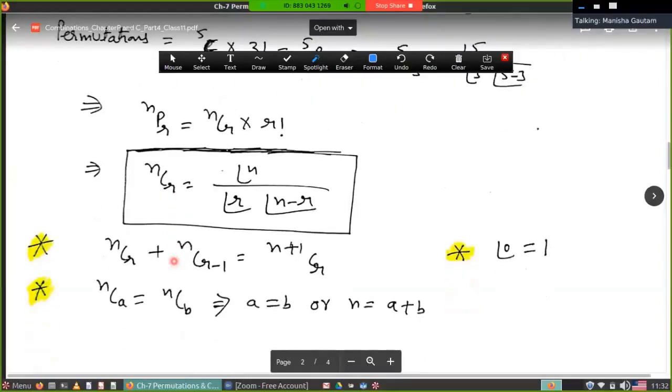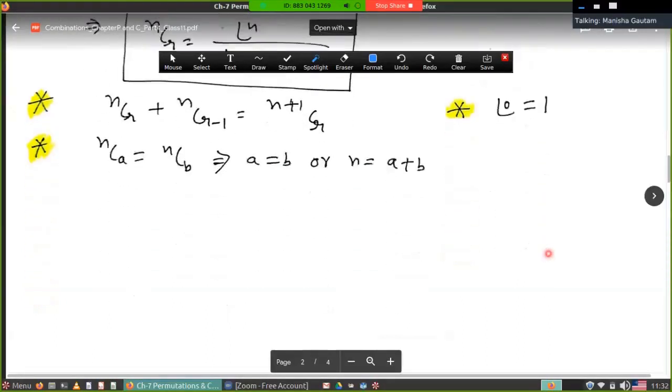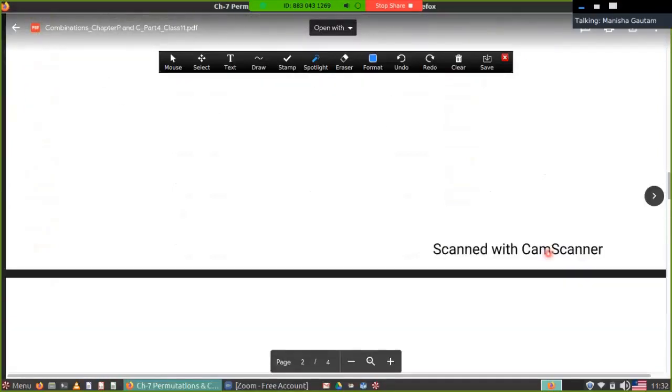A few concepts, a few theorems, are there regarding combination. First is nCr plus nC(r minus 1), which you will always get as (n plus 1)Cr. nCa is equal to nCb if these two combinations are equal. Out of n, you are selecting a or selecting b. Both combinations are equal. It means either a and b are equal, or n is equal to a plus b. You must know that factorial 0 is equal to 1. If you want to discuss this, we will discuss it in the next slide.